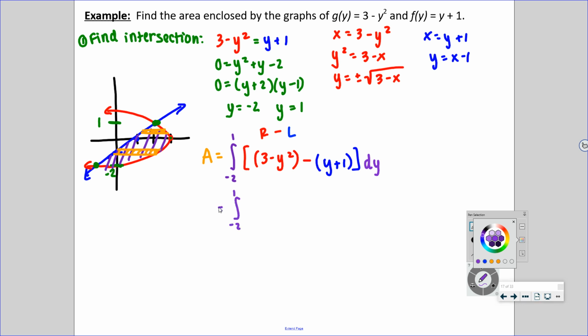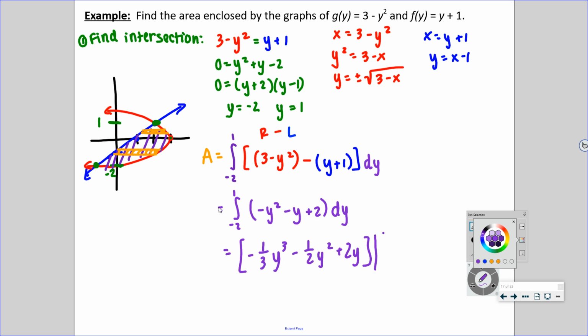So let's just go ahead and simplify this a little bit. I just rewrote it in standard form here: negative y squared minus y plus 2 dy. Antiderivative refresher. Add 1, divide by that new power, so that'd be negative 1/3 y cubed minus 1/2 y squared plus 2y. Fundamental theorem of calculus, plug in the upper bound, minus plug in the lower bound. All right, I got 9/2, or 4.5, however you want to think of it.